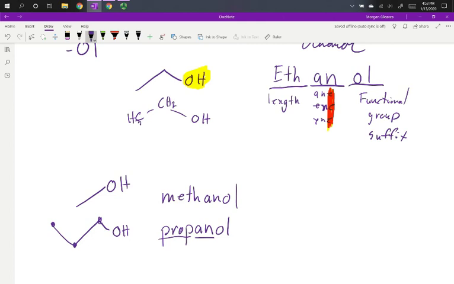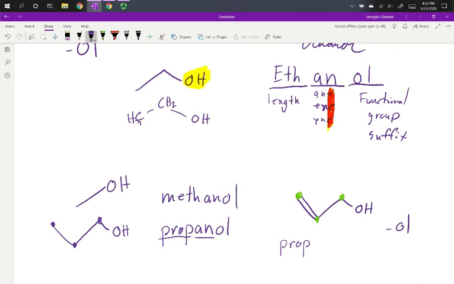It is possible to have double bonds. And if that's the case, we would change AN out for EN. So if you had this molecule, again, I have 3 carbons, 1, 2, 3. So it is going to be some form of prop, and it is an alcohol, so it's going to have an ol at the end.